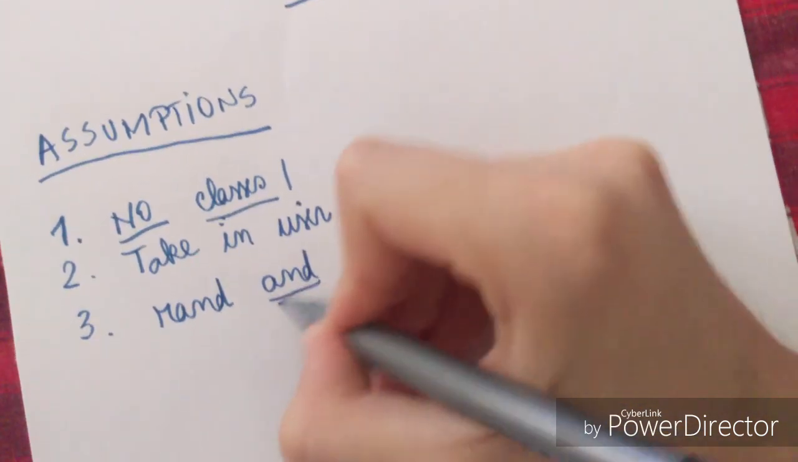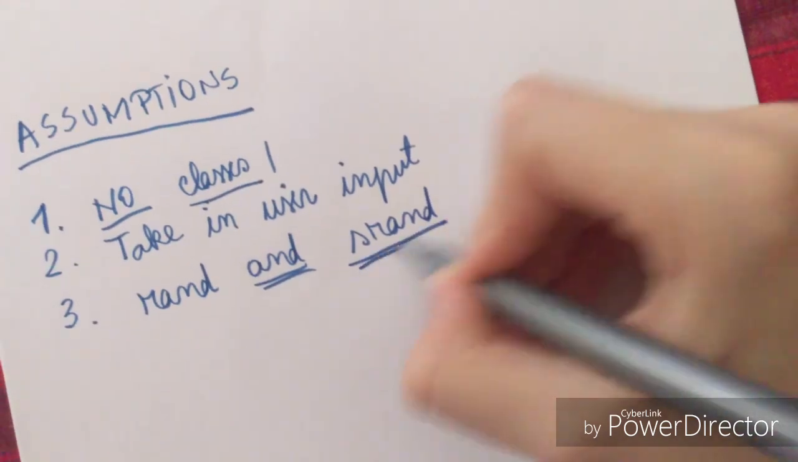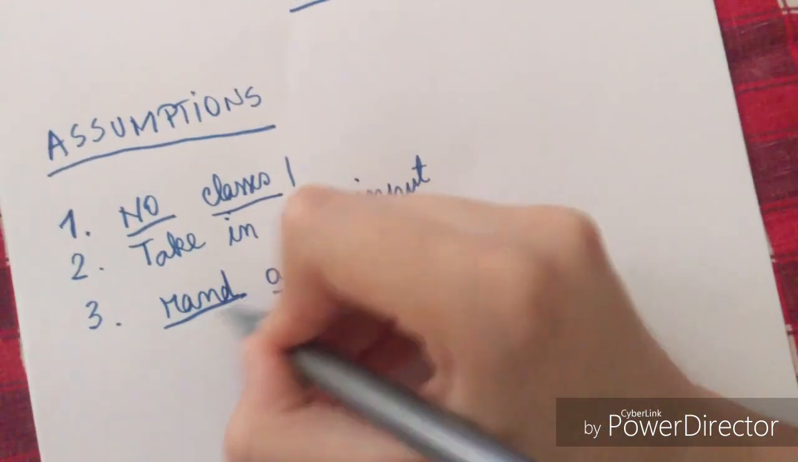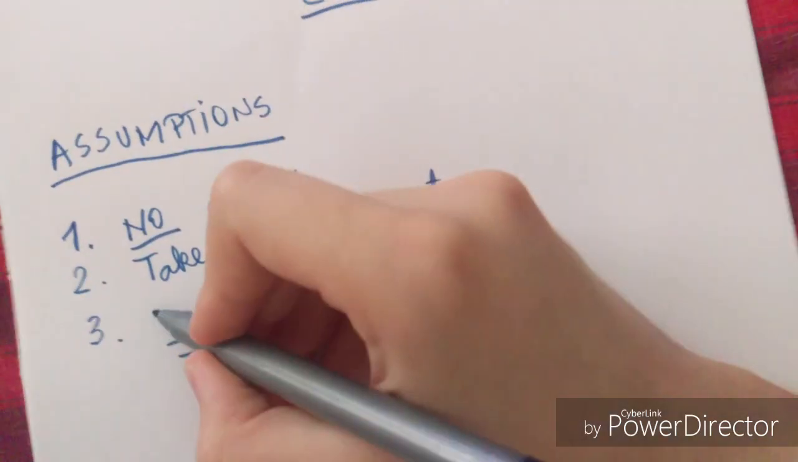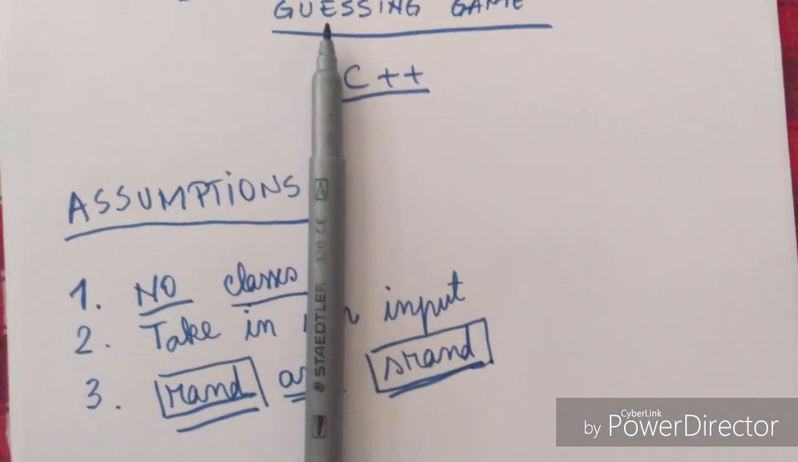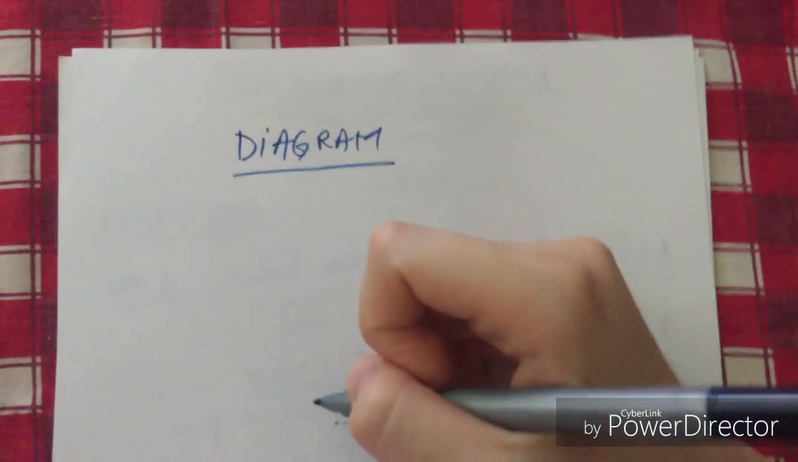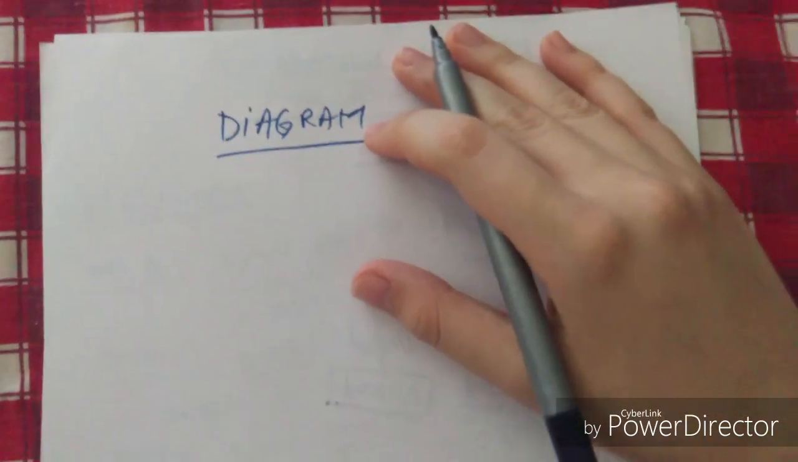and srand. These are very important for generating random numbers, so we are going to use these two to create unique random numbers. Since we are done with the assumptions, we know what we are going to be using in our program, so we can jump ahead to the diagram.